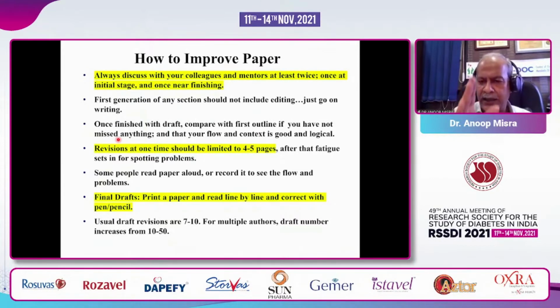And so I always submit my paper on Mondays. I read everything on weekends. And for the final draft, I always print the whole paper and read line by line with a pencil. I mark the problems there or do the corrections. Usual draft revisions are 7 to 10. For multiple authors, the draft number increases from 10 to 50. For me, I usually have 30 to 50 drafts.